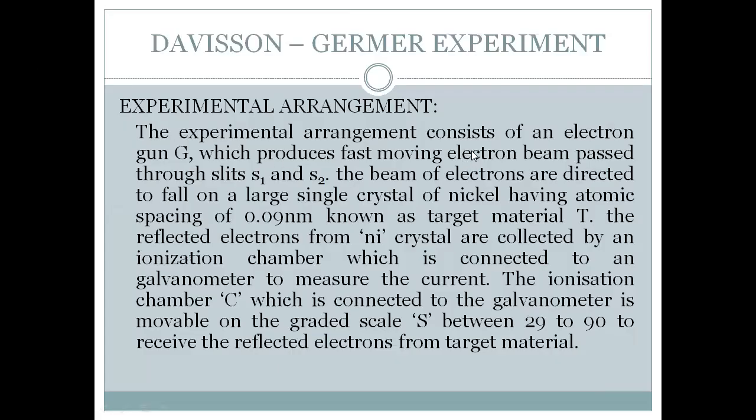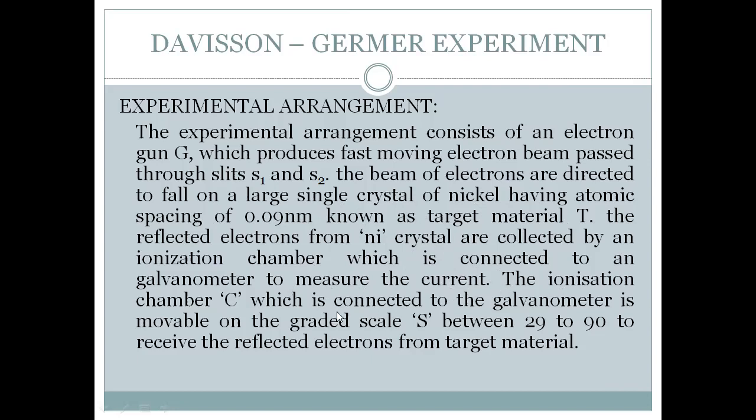The experimental arrangement mainly consists of what? An electron gun, which produces fast moving electron beams passed through two slits S1 and S2. The beam of electrons is directed to fall on a large single crystal of nickel having an atomic spacing of 0.09 nanometers, which is known as the target material T. And the reflected or scattered electrons from the nickel crystal are collected by an ionization chamber, which is connected to a galvanometer to measure the current.